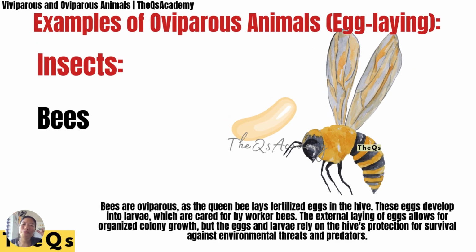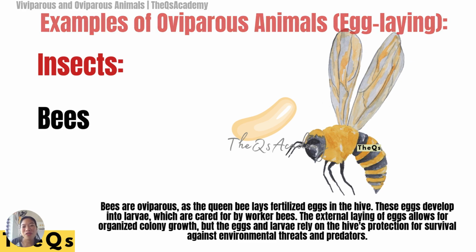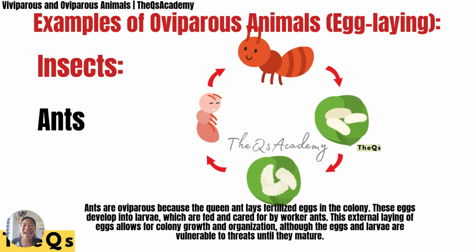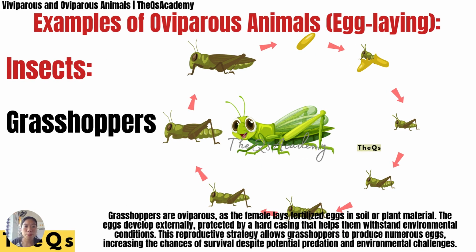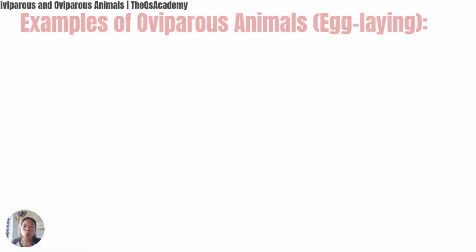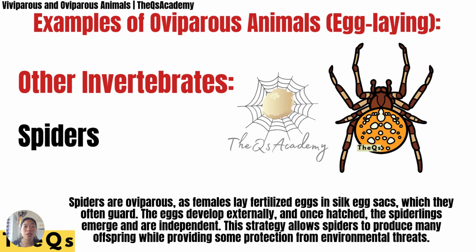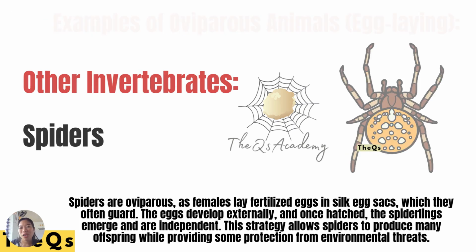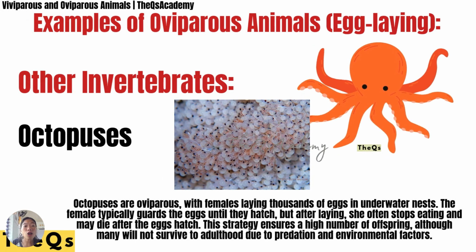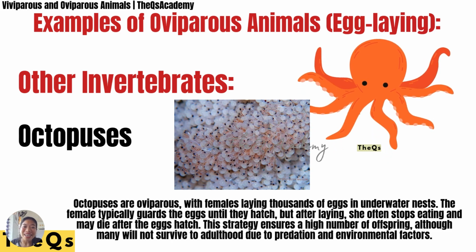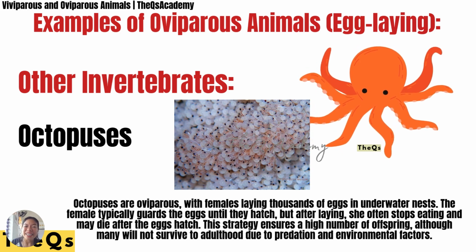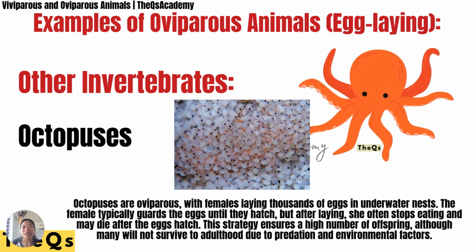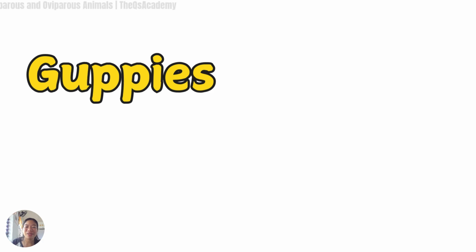And also we have bees. Bees are oviparous. And ants, they are oviparous. And also grasshoppers, oviparous. And we have also other invertebrates like spiders. They are oviparous. And also octopus. They are oviparous. They lay thousands of eggs in underwater nests. So they are oviparous.